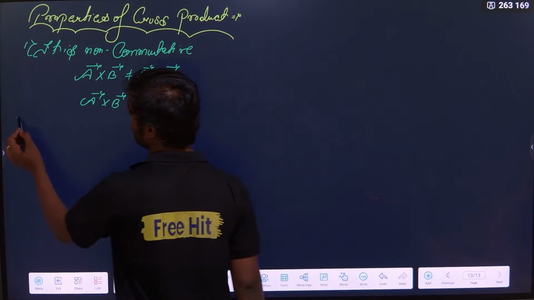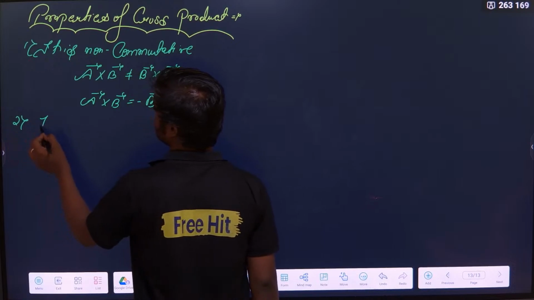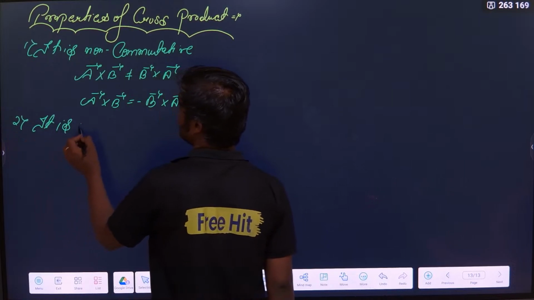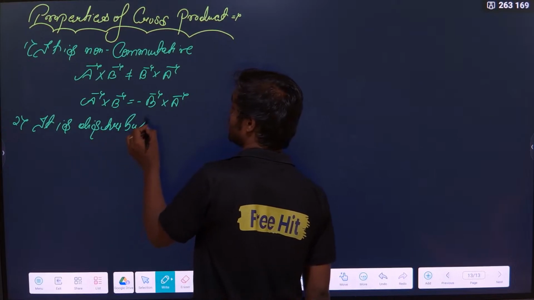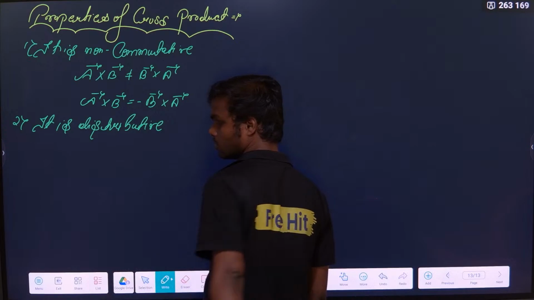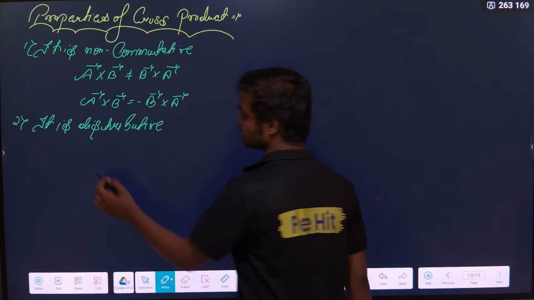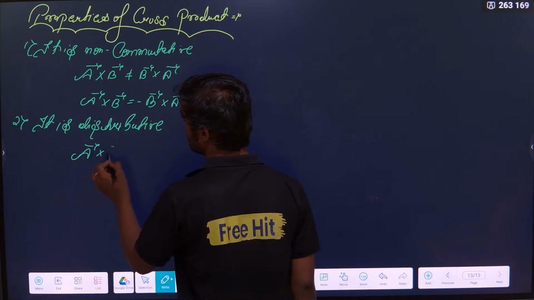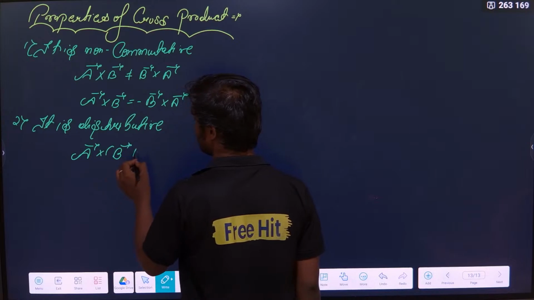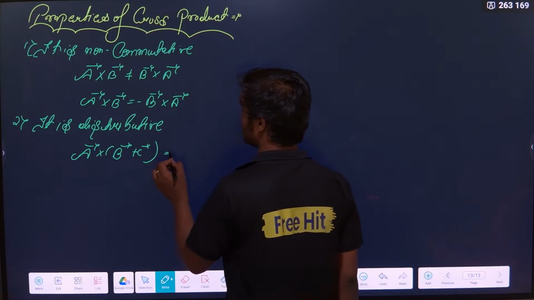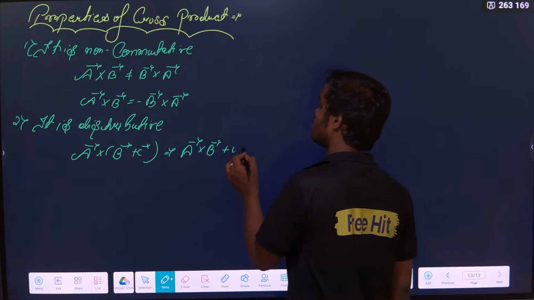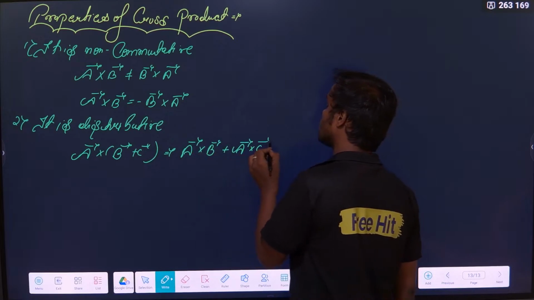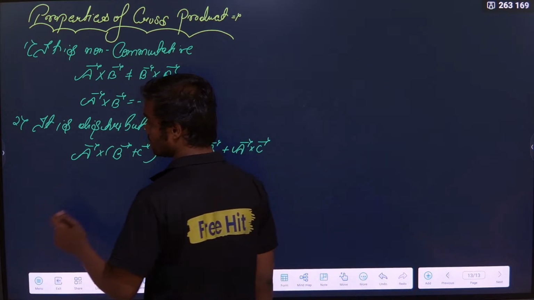Second thing, it is distributive. It is distributive means if I have A cross (B plus C), that can be written as A vector cross with B vector plus A vector cross with C vector. Clear? That is the first thing.